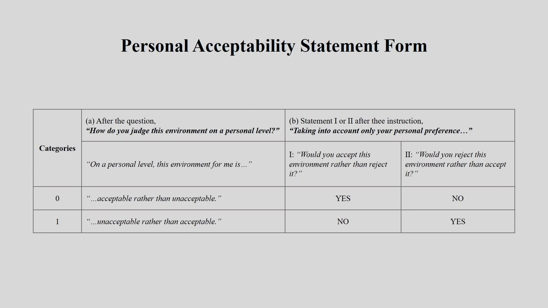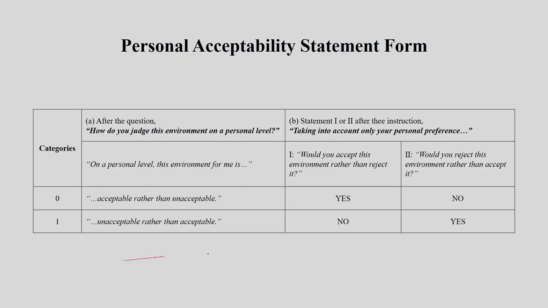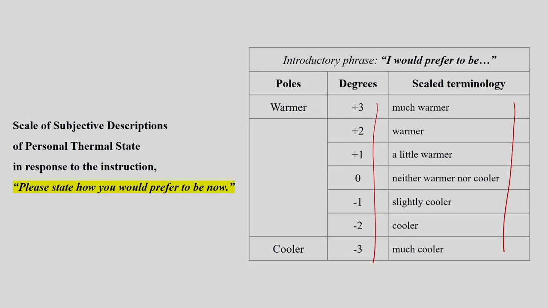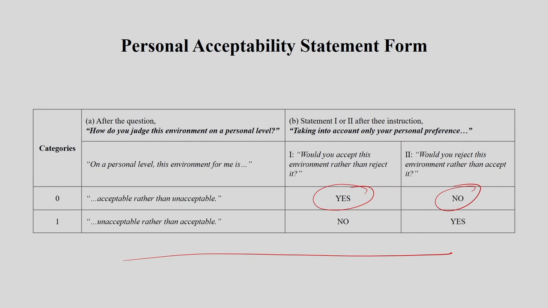Then personal acceptability statement. Suppose I want to understand, do you accept this thermal environment for your activity or not? Okay, so what type of questions can you ask? Here is the description. Acceptable rather than unacceptable. So you can go for either yes or no. So all these are binary, right? Either yes or no. So you have gradation in the earlier case. Here you have only binary data. Okay, so you can do the acceptability rating using this type of question.